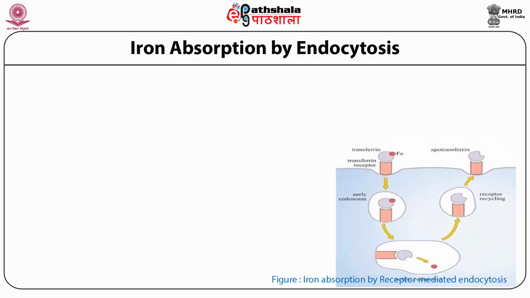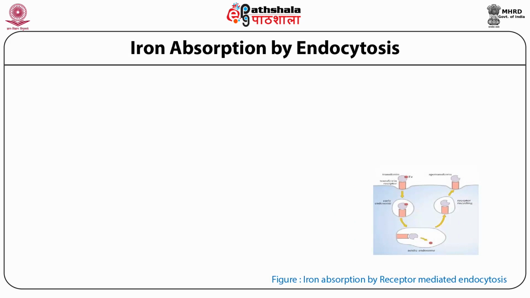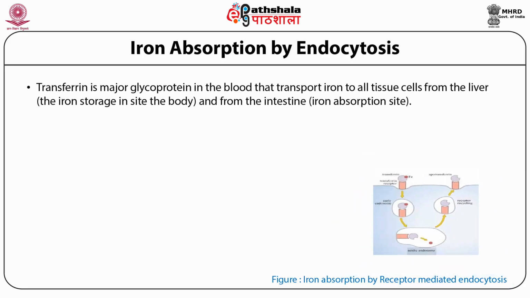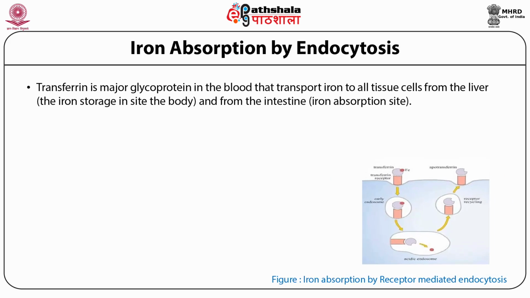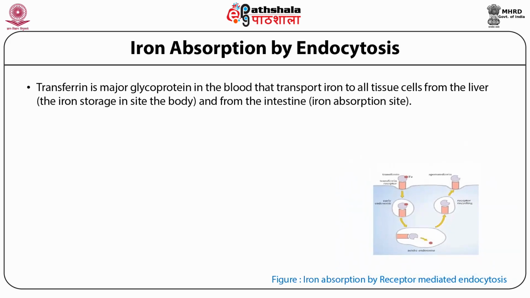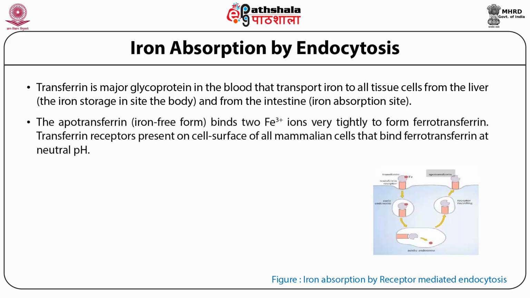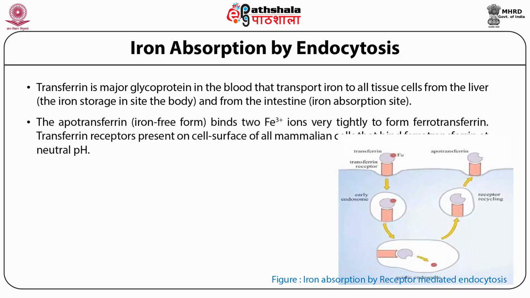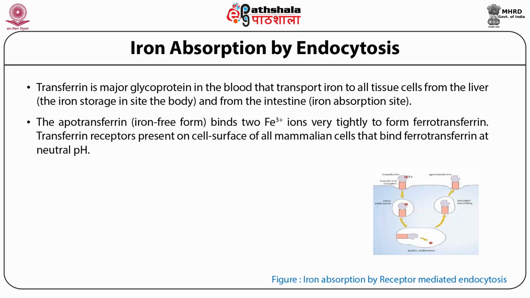Now, iron is also absorbed by the process of endocytosis. For that, we require a protein that we call transferrin. Transferrin is a major glycoprotein in the blood that transports iron to all tissue cells from the liver and from the intestine. The apotransferrin, which is the iron-free form, binds two ferric ions very tightly to form ferrotransferrin.